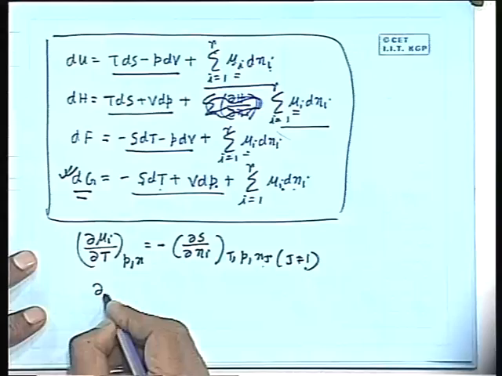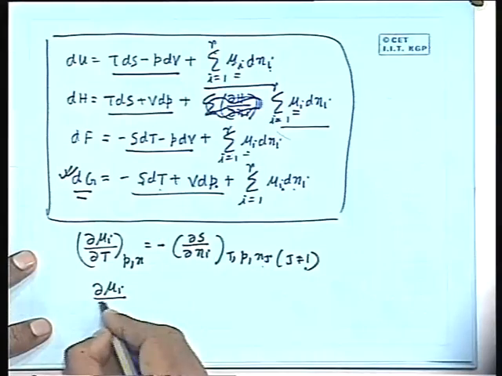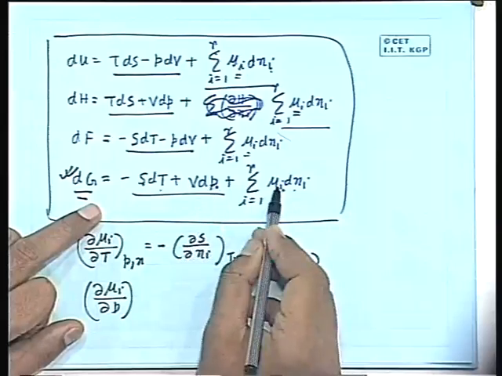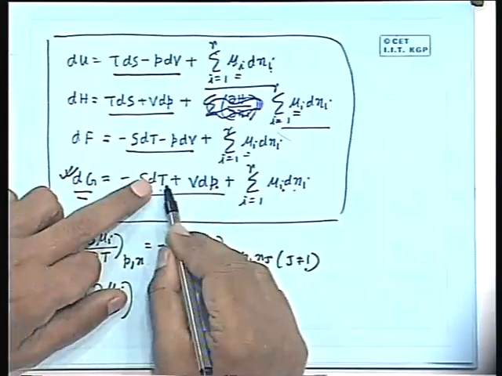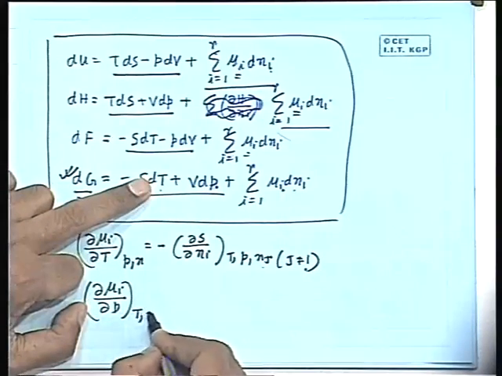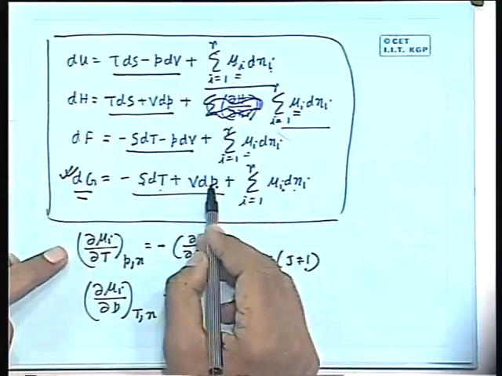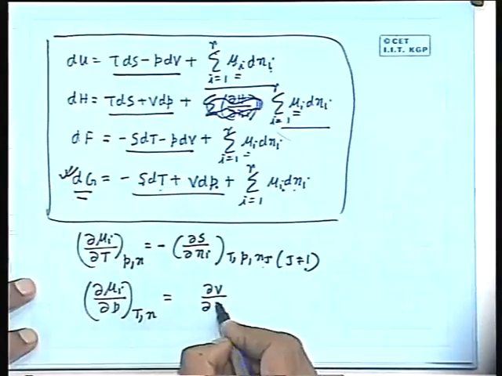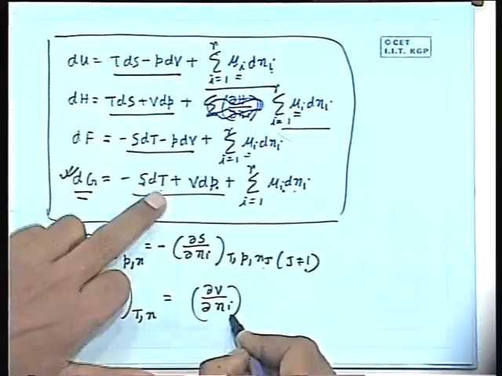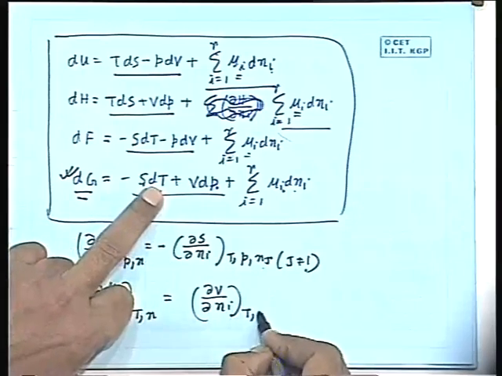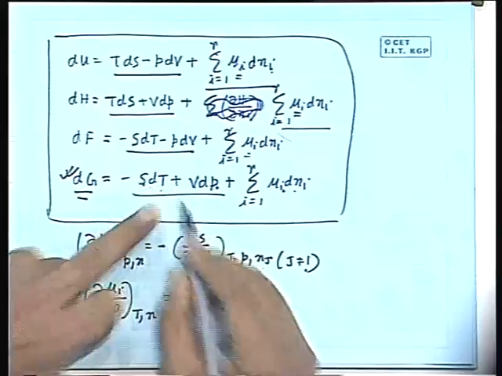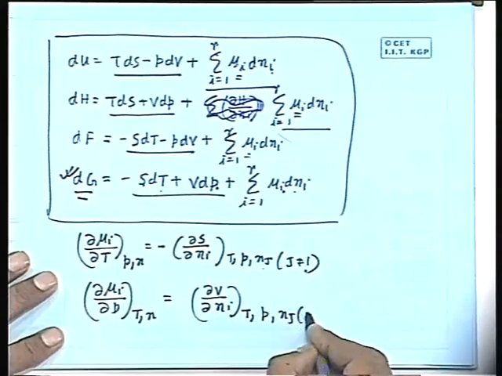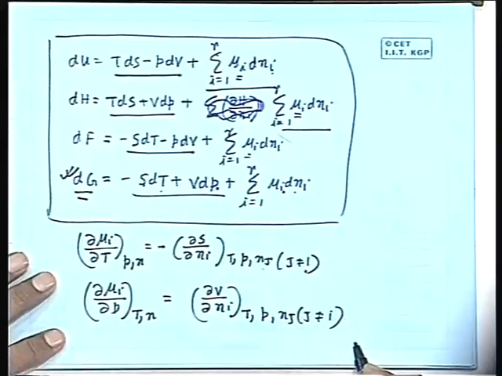Similarly, we can write del mu i del P at constant T and n, that means I differentiate with respect to P at constant T and n. Del mu i del P will be equal to del V del n i, at constant T and P and all n except n i, that means n j, j not equal to i.